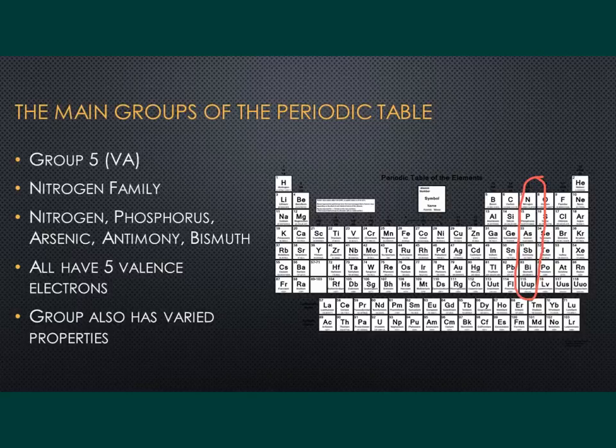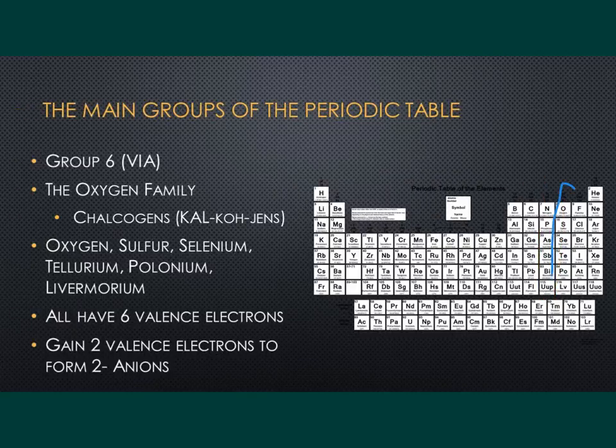Group 6A, the oxygen family, also known as the chalcogens. I've always remembered that because it's just a fun word to say, chalcogens. Also, you say it differently than it looks. Oxygen, sulfur, selenium, tellurium, polonium, and livermorium. All of these guys have 6 valence electrons.